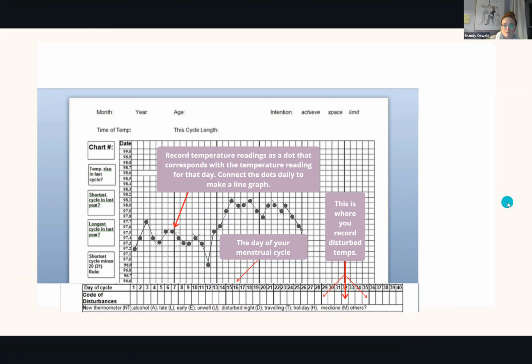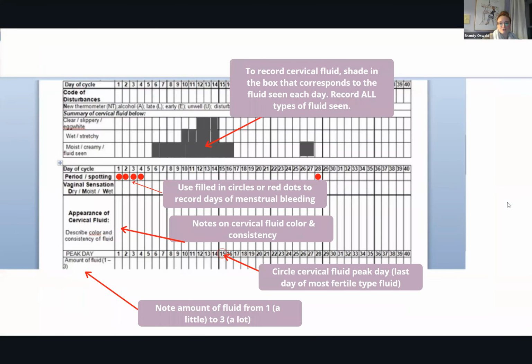Cool. Up next, we have cervical fluid. Summary of cervical fluid, it'll grow from the bottom. So the bottom is moist, creamy, or any fluid seen. You fill in the full box, and you fill in all the boxes for all the types of fluid seen. So if you see a wet and stretchy, you'll fill in the bottom box and the second box, because this is telling us that you're growing in fertile fluid.